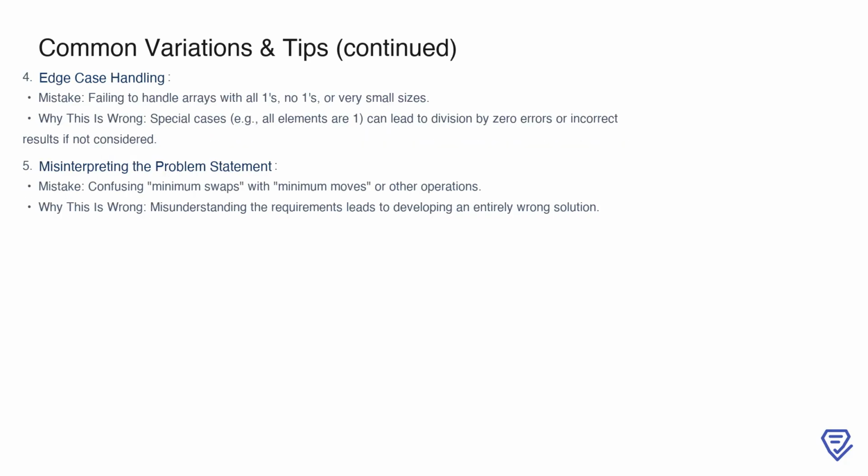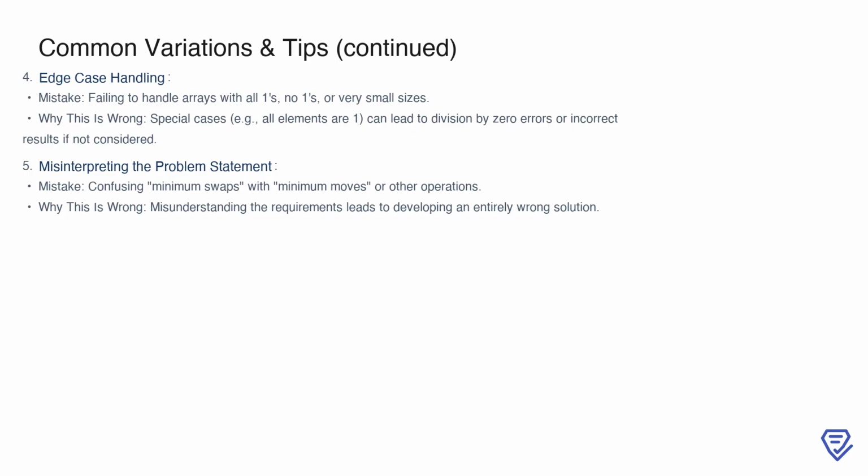Another area where mistakes often occur is in handling edge cases. For example, failing to consider arrays that contain all 1's, no 1's, or very small sizes can lead to issues like division by zero errors or incorrect results. Special cases like these should always be accounted for to ensure the solution is robust.